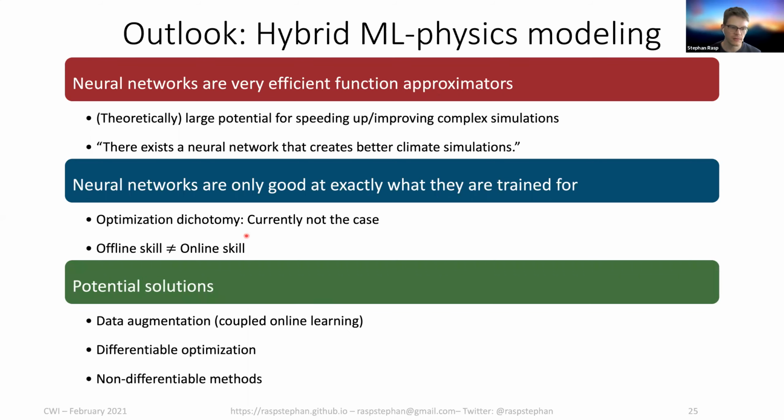Potential solutions. So basically, this coupled online learning approach that I was talking about is sort of a data augmentation approach. One of the key issues, if you just train offline, is that the neural network only sees samples from a simulation where the neural network has nothing to do with it. When it's running in its own simulation, it will be exposed to states in the phase space that it has never seen during training. So this coupled online learning approach is essentially a way of augmenting this data as you run in a coupled simulation.